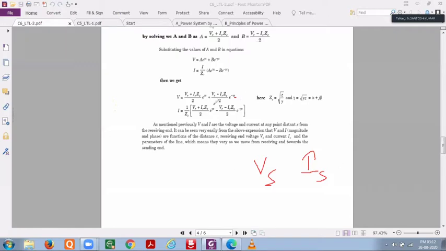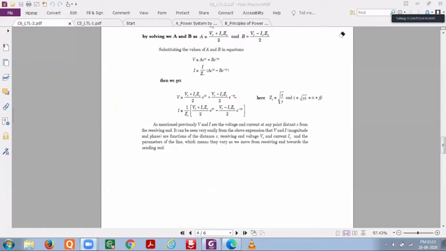So I'll get the sending end voltages and currents. That's it. That's how we can determine the voltage and currents. First, we are supposed to find V and I at a particular instant. Here, the instant is x distance from the receiving end. Later, we have to substitute the total length of the line so that we can get the sending end voltages and currents.